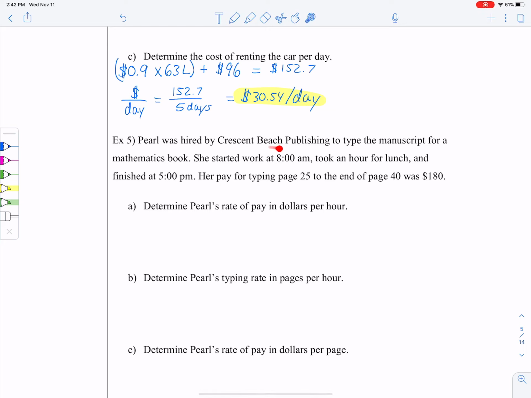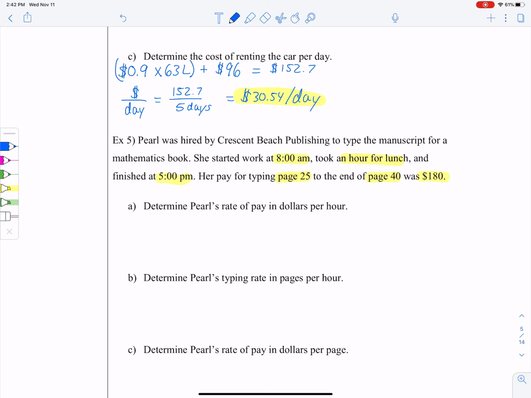Pearl was hired by Crescent Beach Publishing to type the manuscript for a mathematics book. She starts work at 8 a.m. So here's our first piece of information. Took an hour for lunch and finished at 5 p.m. Her pay for typing 25 pages to the end of page 40 was $180. Determine Pearl's rate of pay in dollars per hour.